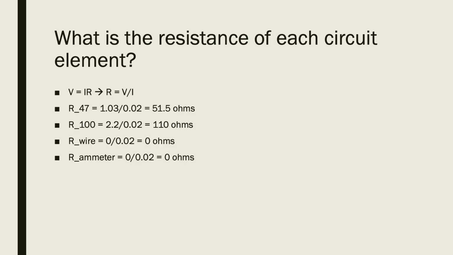What is the resistance of each circuit element? We first rearranged Ohm's law to solve for R, which is equal to voltage over current. We calculated the 47 ohm resistor to be 51.5 ohms, the 100 ohm resistor to be 110 ohms, the wire to be 0 ohms, and the ammeter to be 0 ohms. Again, these discrepancies could be explained by human error in the lab.